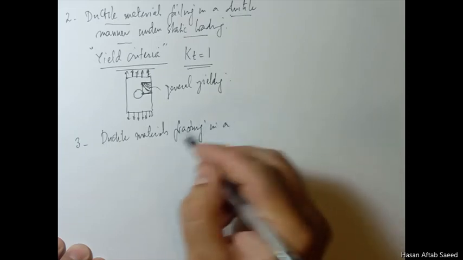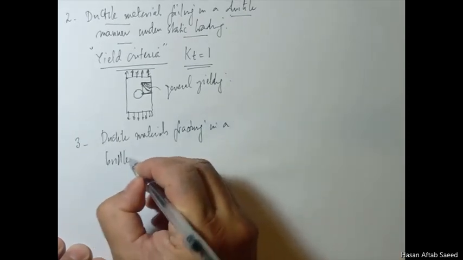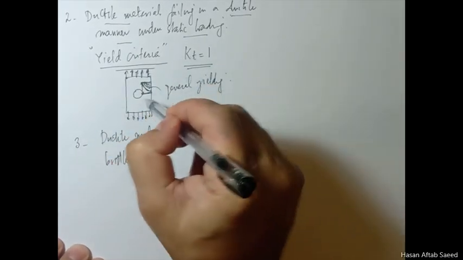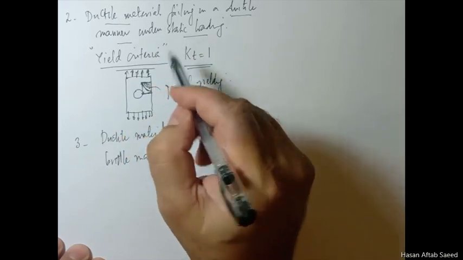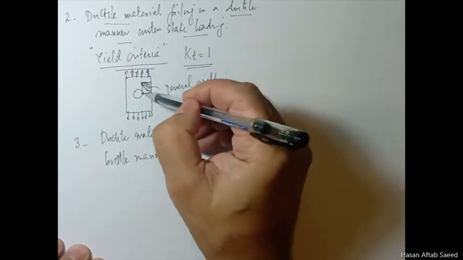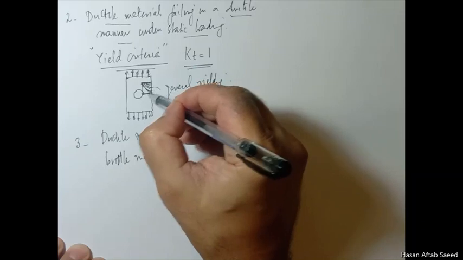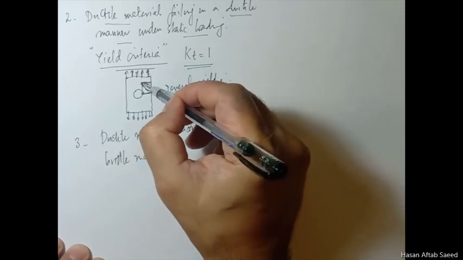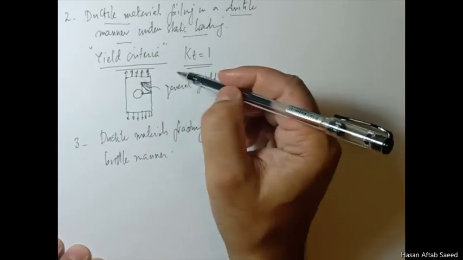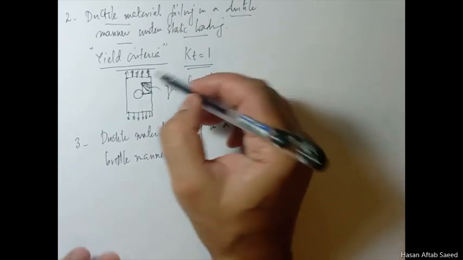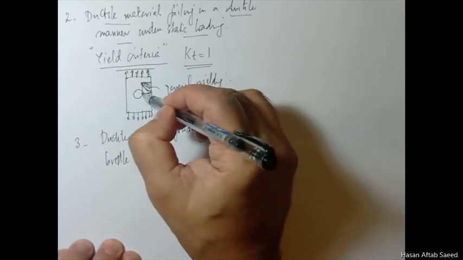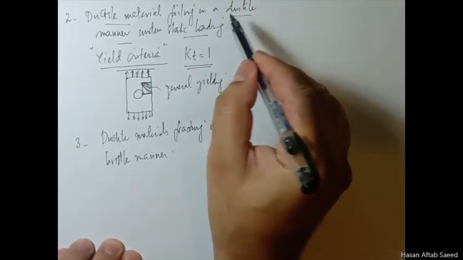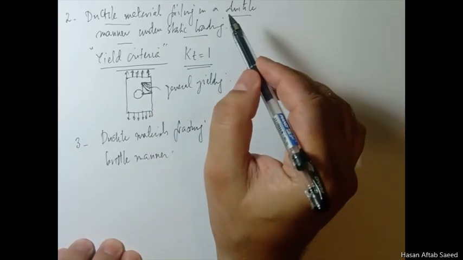Fracturing in a brittle manner. Mind you, when general yielding takes place and you keep on pulling, there will be quite a lot of plastic deformation and some sort of necking, and then post strain hardening, ultimately it will break also. This will also break, but that breakage is called a ductile fracture or ductile failure.